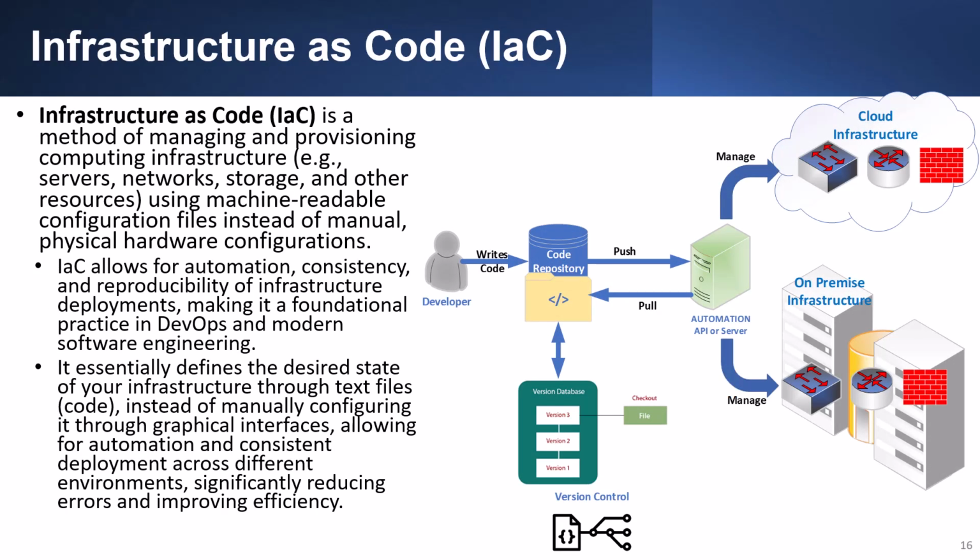Infrastructure as Code, or IaC, is a method of managing and provisioning computer infrastructure, such as servers, networks, storage, and other resources, using machine-readable configuration files instead of manual physical hardware configuration. IaC allows for automation, consistency, and reproducibility of infrastructure deployments, making it a foundational practice in DevOps and modern software engineering. It essentially defines the desired state of your infrastructure through text files or code instead of manually configuring it through graphical interfaces, allowing for automation and consistent deployments across different environments, significantly reducing errors and improving efficiency.